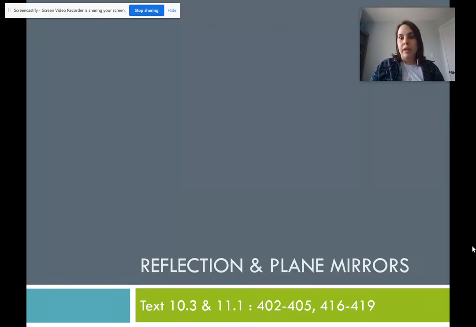So today we're going to be looking at lesson 2, which is reflections and plane mirrors. We are in your textbook in section 10.3 and 11.1. The pages that have to do with today's lesson are 402 to 405 and 416 to 419.